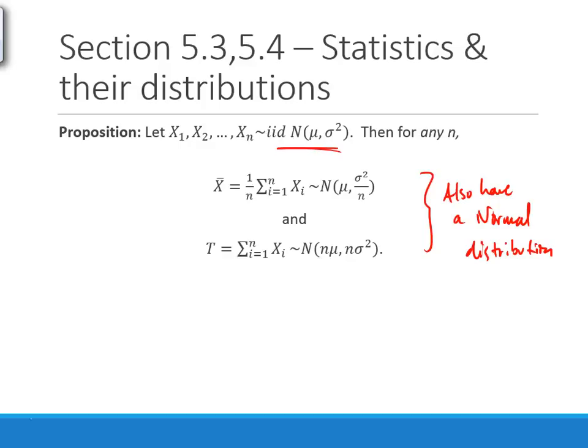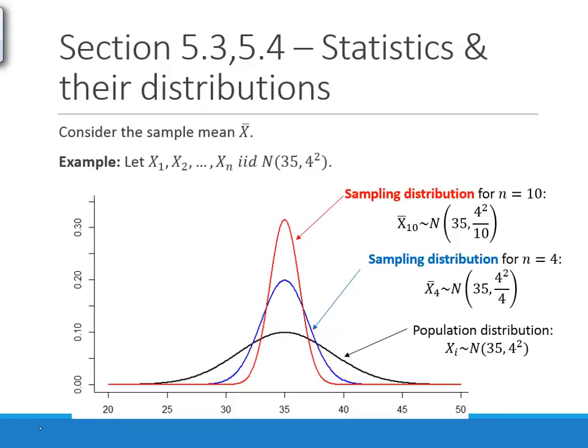Okay. So just to show you this visually, here's a picture on the top of page 13 of your notes. Let's say that I have a random sample, x1 to xn, IID from this normal distribution with mean 35 and variance 16, 4 squared. The black line at the bottom is my population distribution, the distribution of the individual xi. So x1, x2, they all have a distribution that looks like that black line.